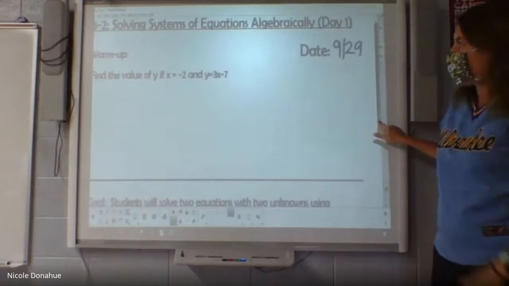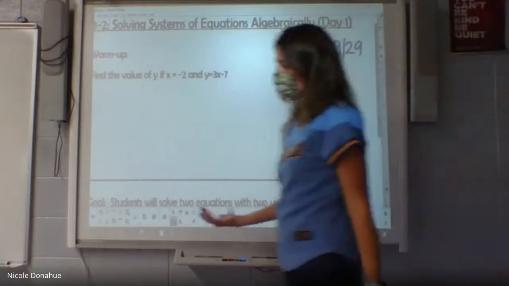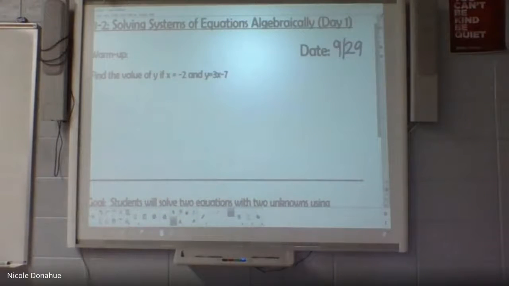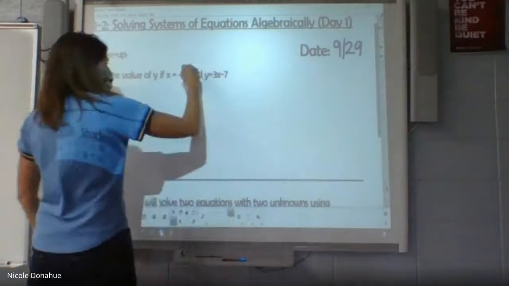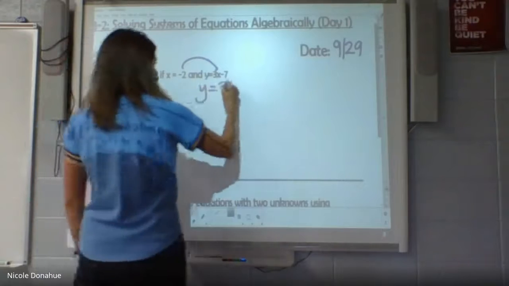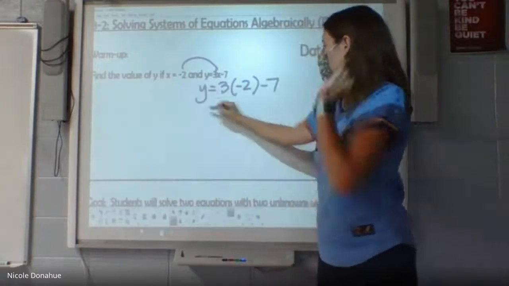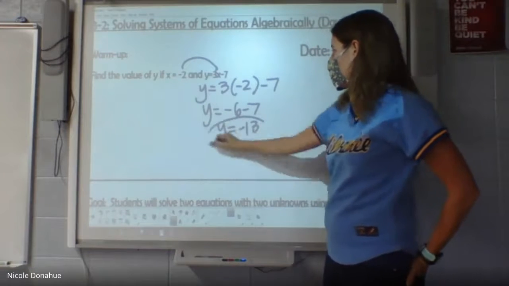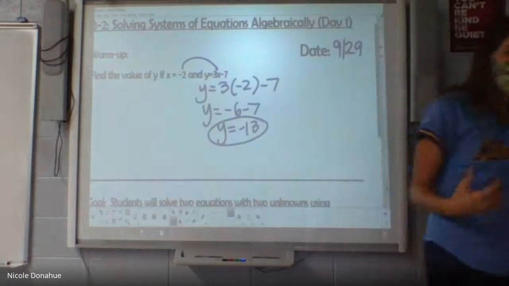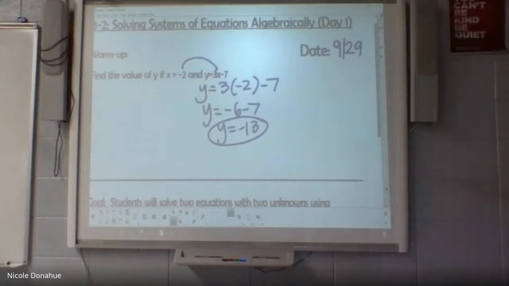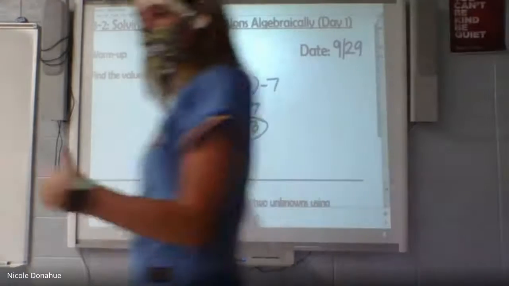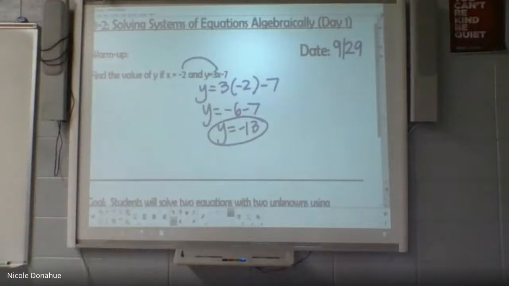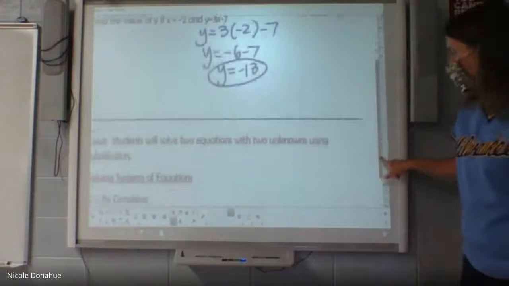So they want you to find the value of y if x is negative 2. Then they give you an equation. Essentially what you're doing here is substitution. You're substituting in the negative 2 for x. So we get negative 6 minus 7, which gives us negative 13. That's the basis behind substitution. Obviously this should be review. You guys were probably good at it in algebra, but it's been a while.